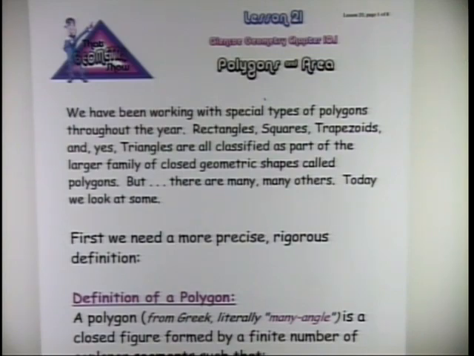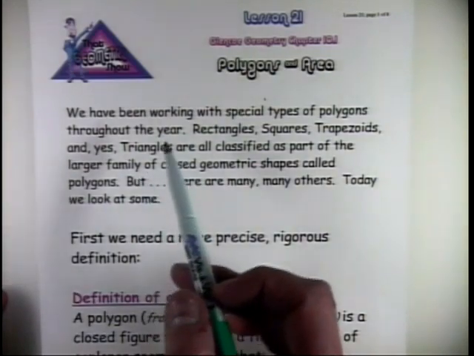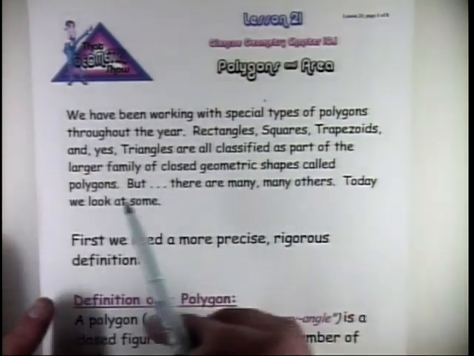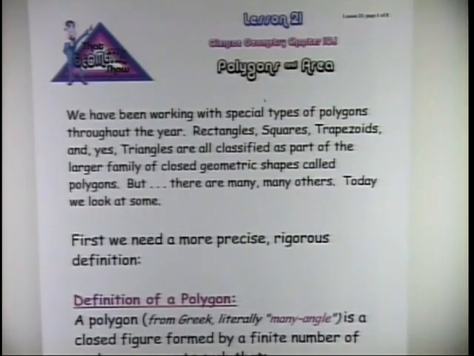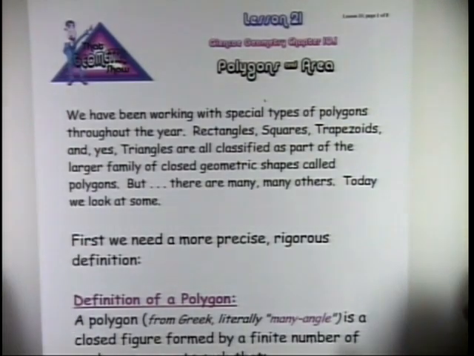I've even introduced you to the term already. Some examples were rectangles, squares, and trapezoids. And yes, of course, it seems like the never-ending triangles. They're all over the place. Well, these are all part of the larger family that we do call polygons. And there are many others. You're going to meet some on today's show.